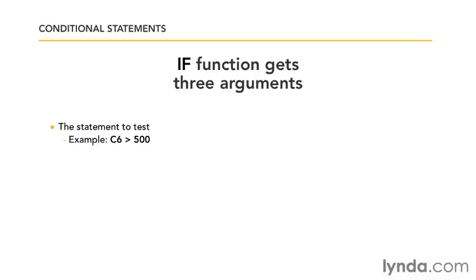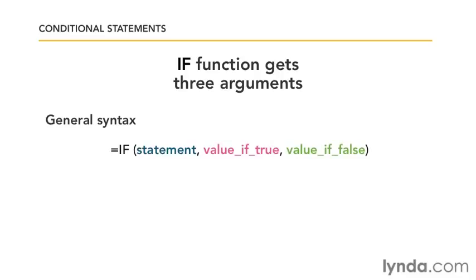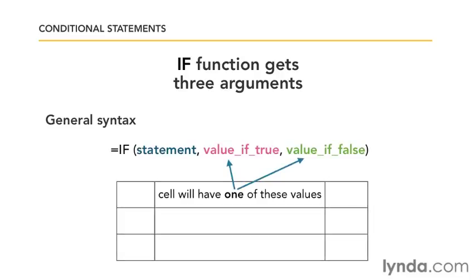So the IF function will output one value if that statement is true, and it'll output another value if that statement is false. The general syntax of the IF function is equals IF, and then you make the statement, and then you have the value if true, and then you have the value if false. Notice that these three arguments are separated with commas. And that's really all there is to it. So let's take a look.